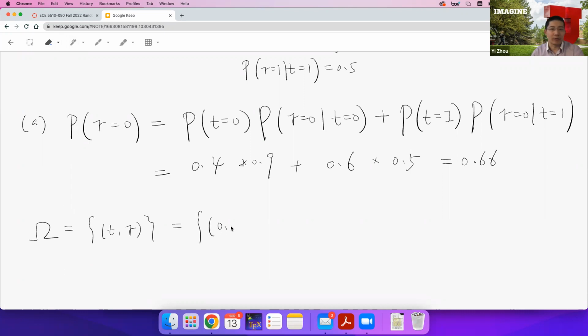So it's basically 0,0, 0,1, 1,0, and 1,1. These are all the possible outcomes of this random experiment, because we have two different random variables. One is the transmitted message T, the other one is the received message R. Both of them are binary.